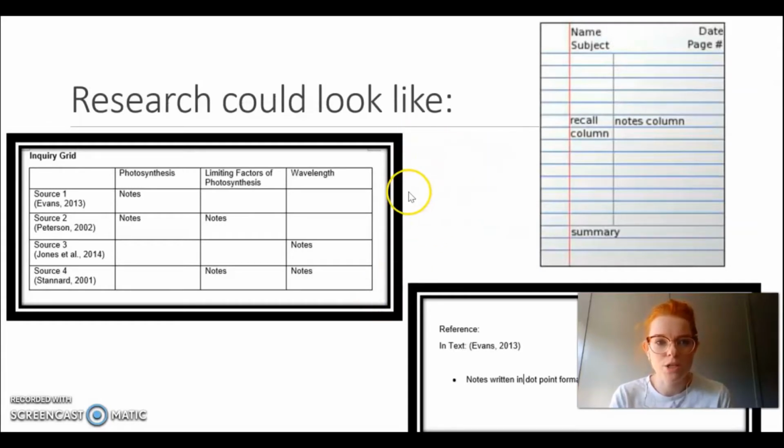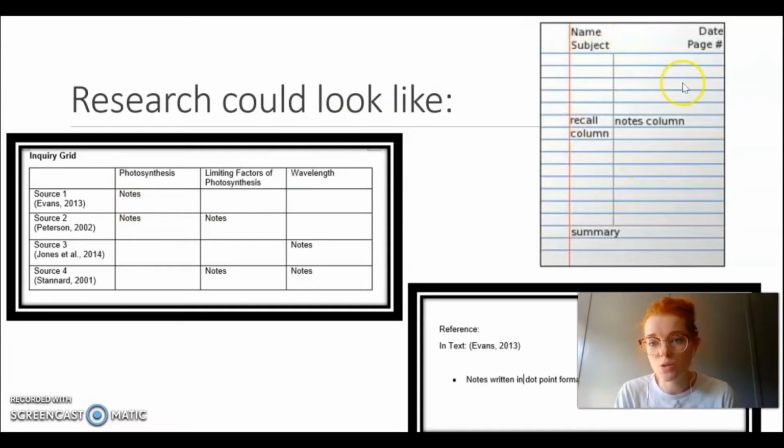So for your research, these are my ideas of how you could be researching. You could use an inquiry grid where you've got your topics at the top, you've got your lists of sources that you're using, and then you're writing notes into it. This is what you then look at to write your rationale. You're not looking at the web pages.